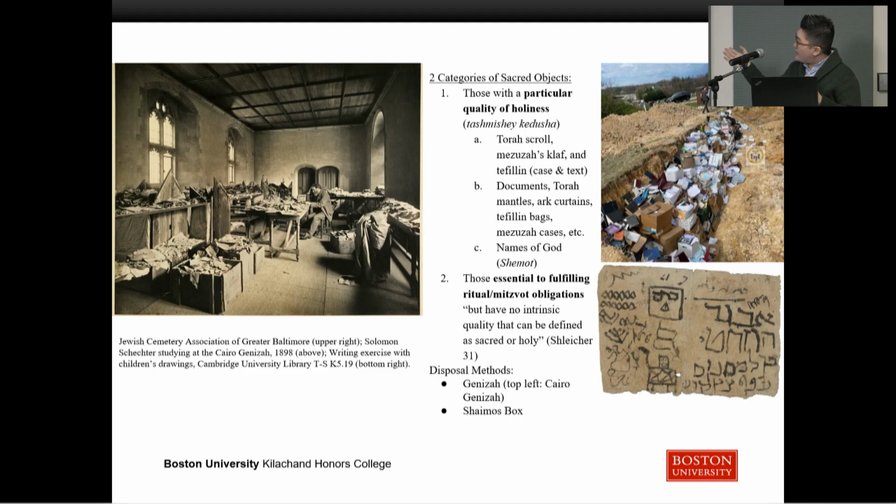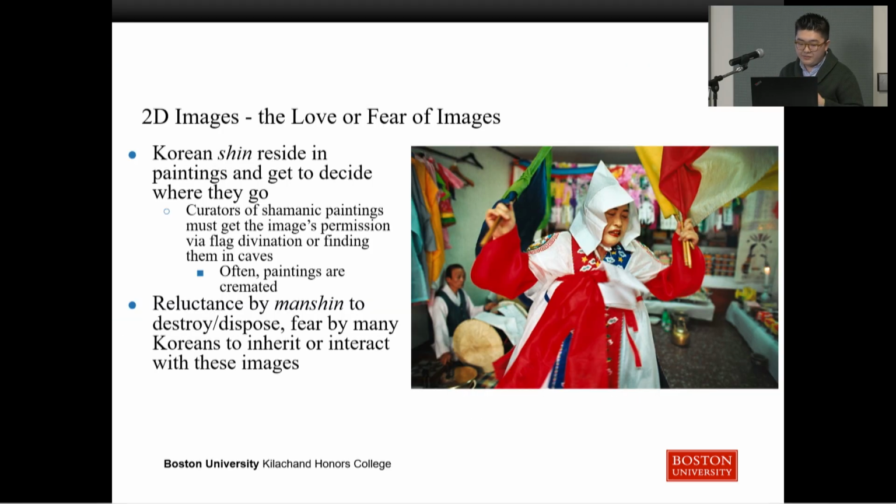At one point, when texts enter the geniza, they all become homogeneously equal, one and the same. They become old papers until an archaeologist discovers one. But these are the forms of benevolent iconoclasm. Then we move on to the second category of two-dimensional images, the love or fear of images.